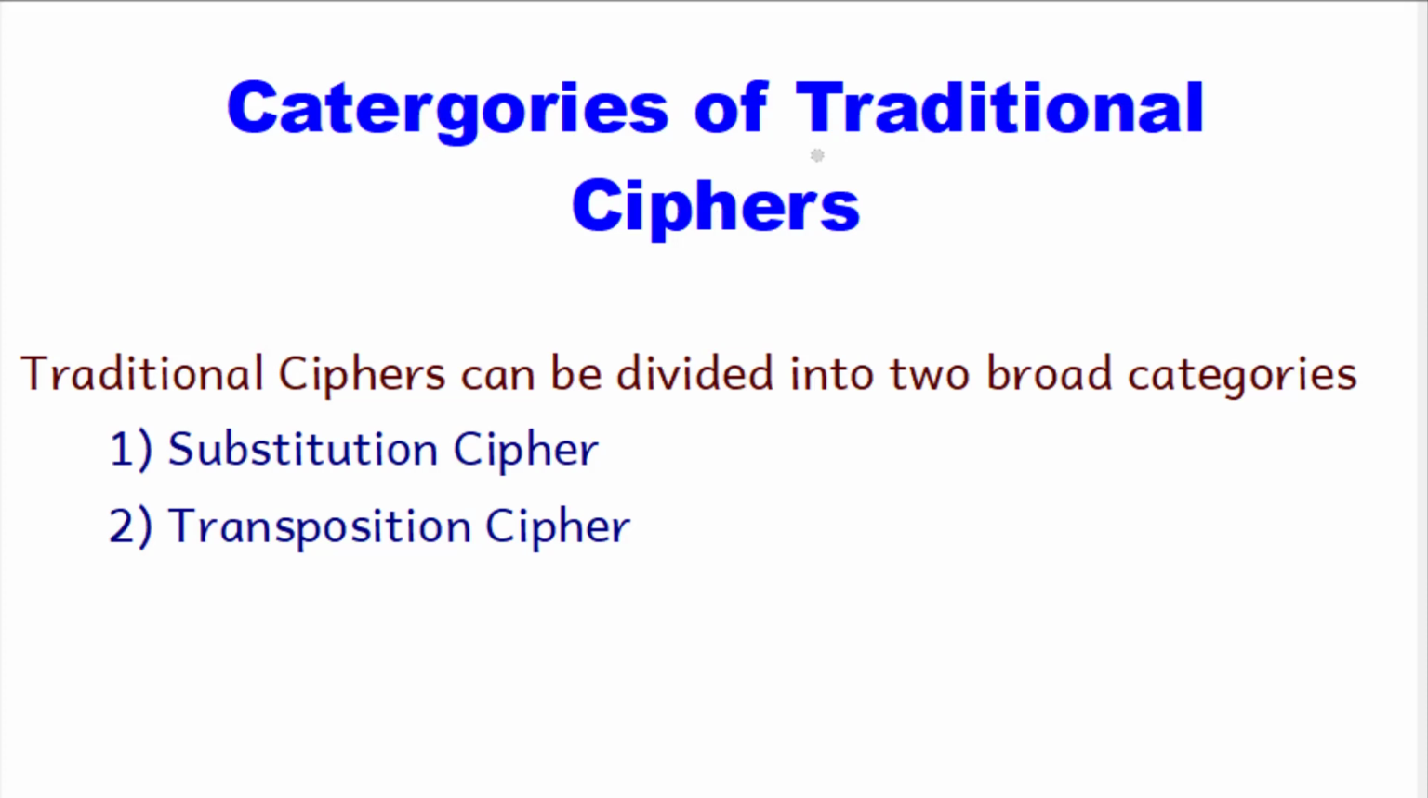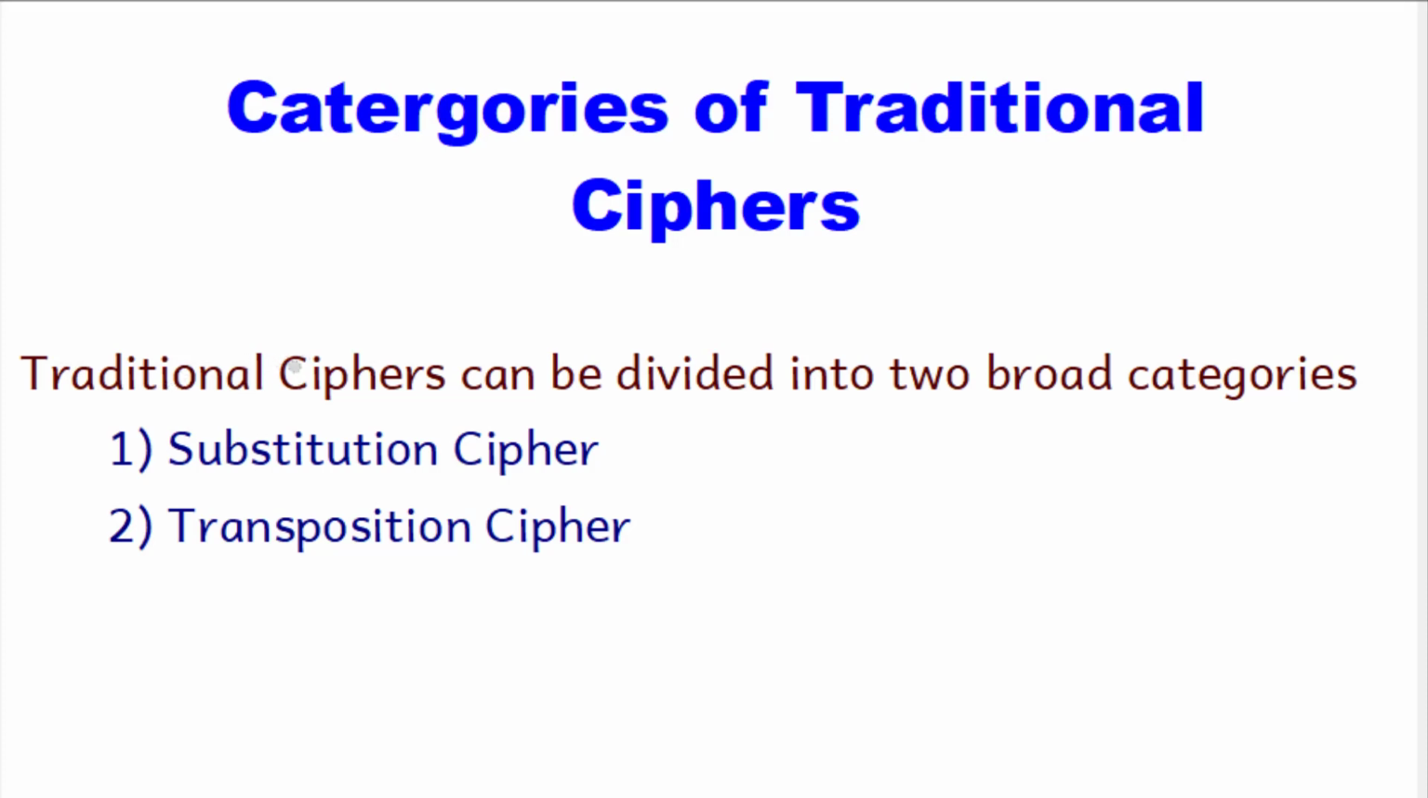Now why are they called traditional ciphers? Because they are no longer used now. When they are no longer used, why are we studying them? We are studying them so that we can understand the concepts of more advanced cipher techniques. We need to know the traditional cipher techniques, how they work, and what the flaws in those techniques are.